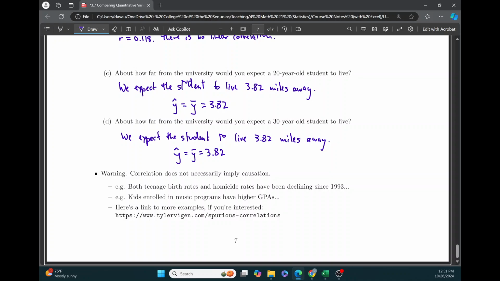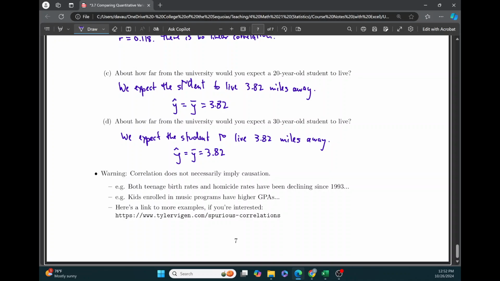It is the case that both teenage birth rates and homicide rates have been declining since 1993. So there is a correlation between teenage birth rates and homicide rates. But that doesn't mean that teenage birth rates declining causes homicide rates to decline, right? It doesn't mean that just because teenagers are getting pregnant less often, that somehow people aren't going out and murdering people. Like, there's obviously no causation there. There's no causal relationship. So there's a correlation, but it's not necessarily a causal relationship.